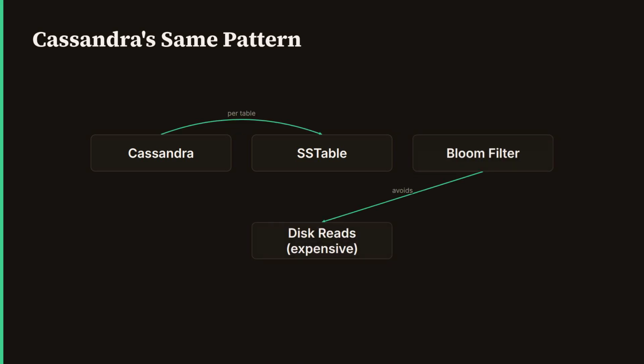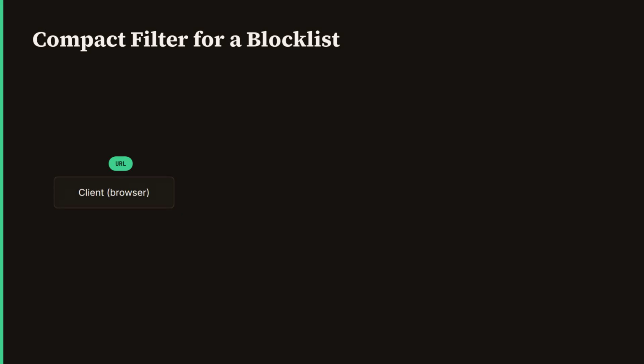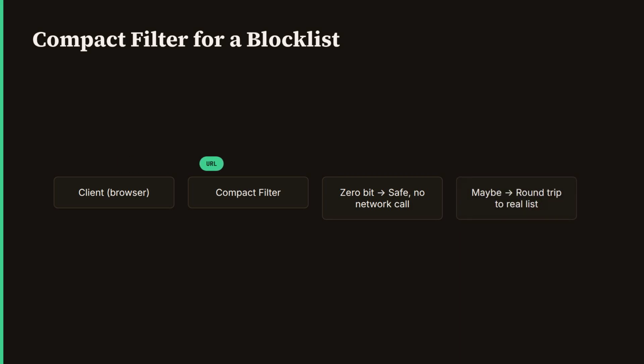times without noticing. The same shape fits any client that cannot hold the authoritative list itself. Rather than shipping a full block list of malicious URLs to every browser, ship a compact filter, so a URL that hashes to any 0-bit is safe with no network call, and only a maybe costs a round trip to the service that holds the real list.